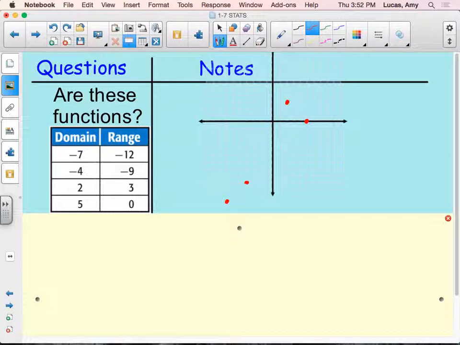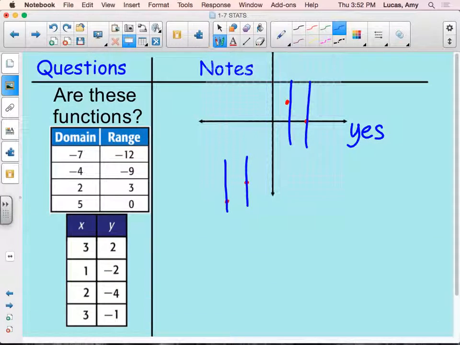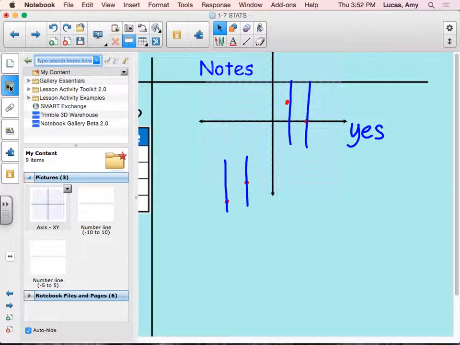Okay, so if I draw vertical lines through these points, this is going to pass. These are all clearly on separate vertical lines. And I want you to notice in the table, we didn't see anything repeat. The domain numbers and the range numbers were all different. Okay, now this next one. What happens if we graph this next one and look at it?